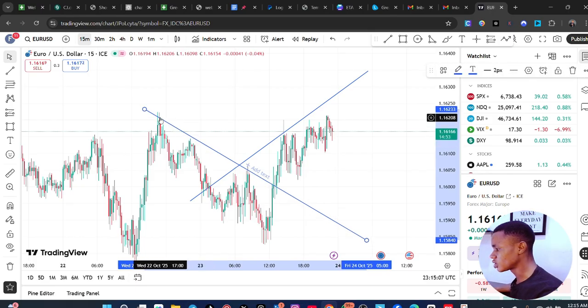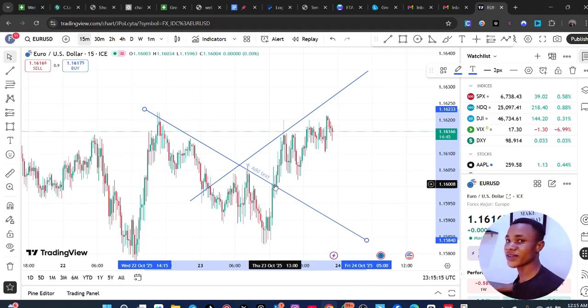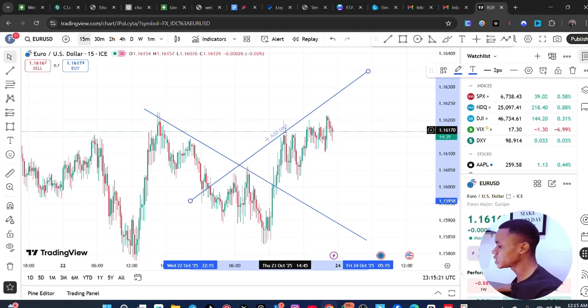All right, so it touches at this point, and then we see that the market touches at this point, and then of course it touches at this point. Now this is the first thing to discover, trend line. All right, after this I will now show you what next happened here.